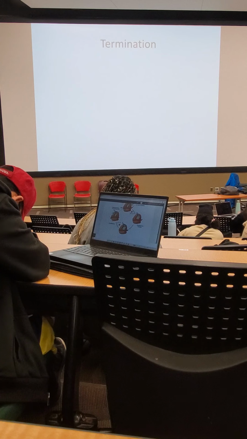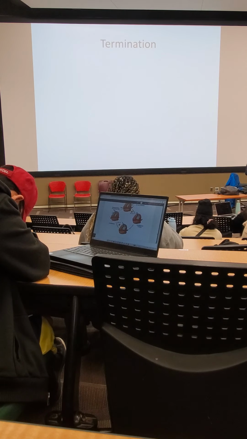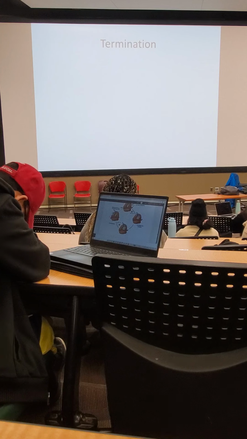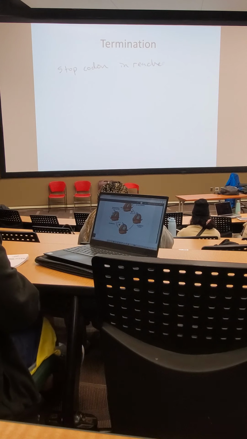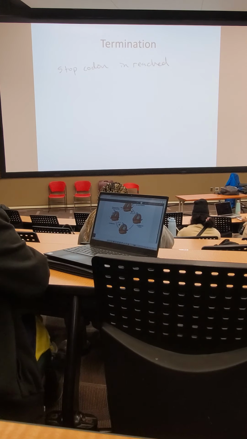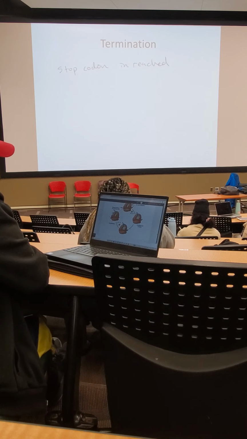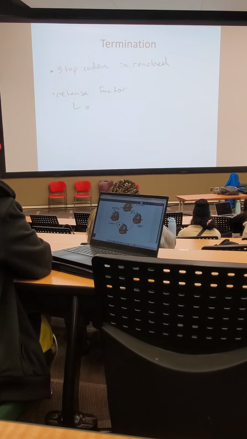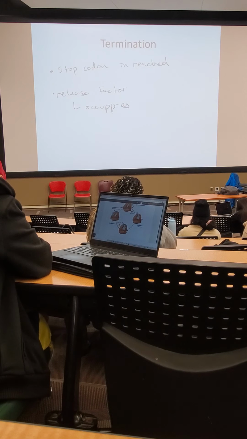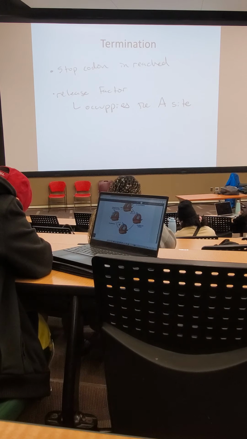So at some point, that cycle continues till termination. Termination occurs when a stop codon is reached. There is no tRNA that codes for a stop codon. Instead, there's a kind of protein that we call a release factor. This occupies the A site. So you still have that polypeptide sitting there at the P site. There's no tRNAs coming. There's no tRNA that codes for a stop codon or release factor.